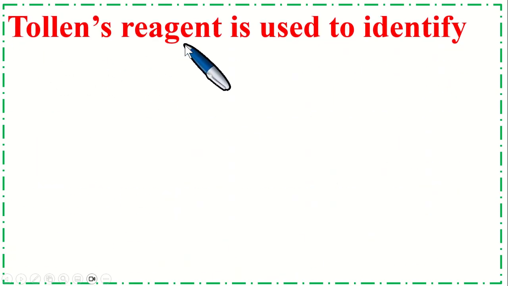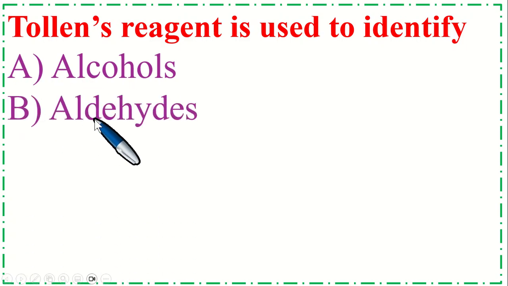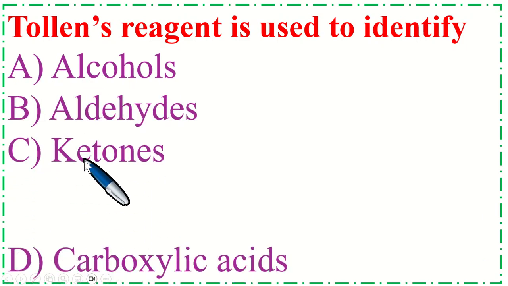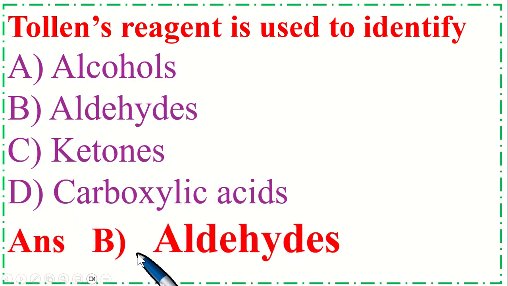Tollens' reagent is used to identify option A, alcohols, B, aldehydes, C, ketones, and option D, carboxylic acid. So the correct option is B, aldehydes.